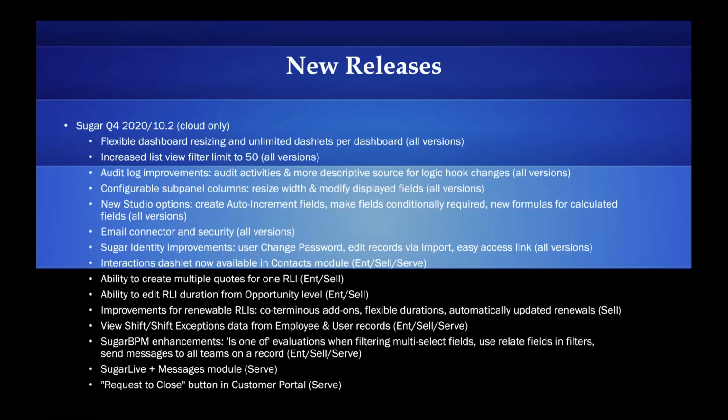Some sales changes, the ability to create multiple quotes for one revenue line item, so you can quote in different quantities, different discounts, and have some different options that you're presenting to a customer. Improvements for those renewable, those time-based revenue line items, specifically around add-ons. So probably most applicable to someone in the software or SaaS industries, but the ability to do coterminous add-ons where all of the add-on services or seats expire at the same time as the initial purchase, and automatically calculating pricing and things based off of that.